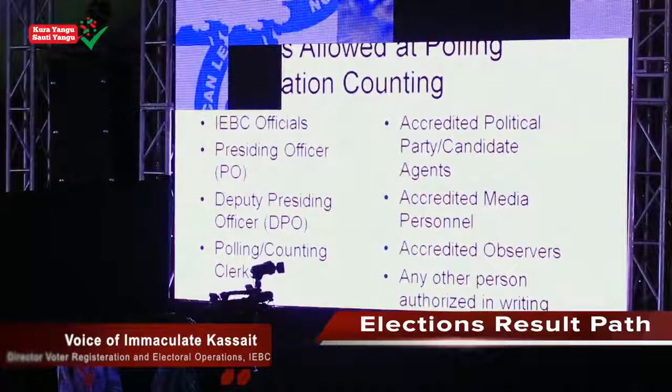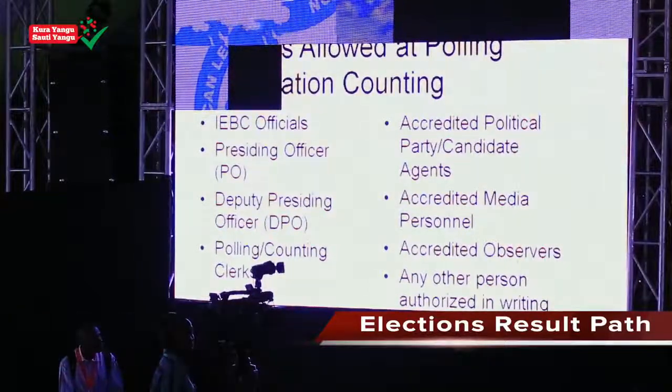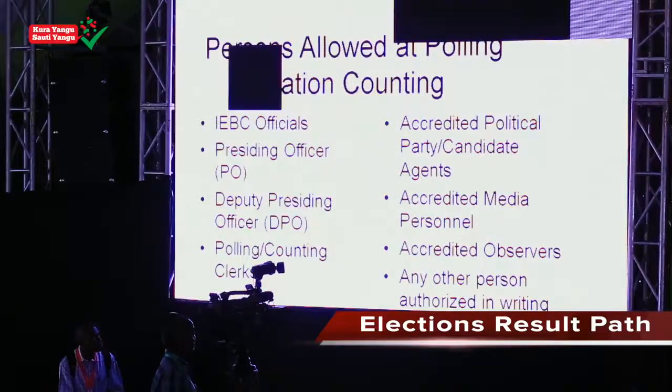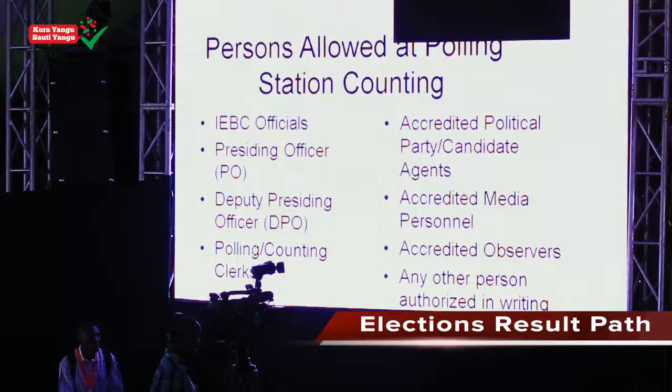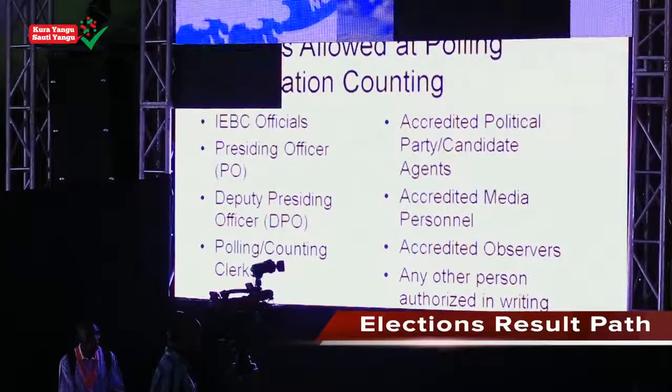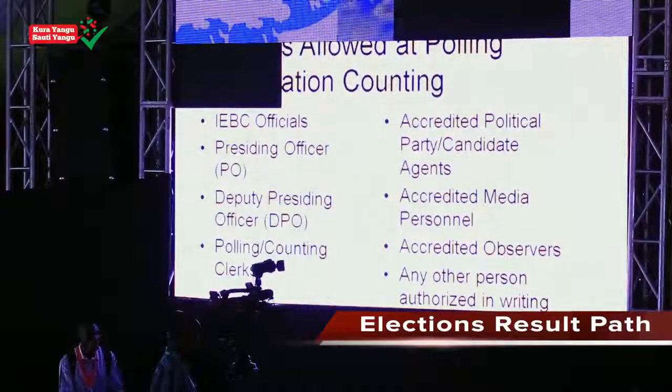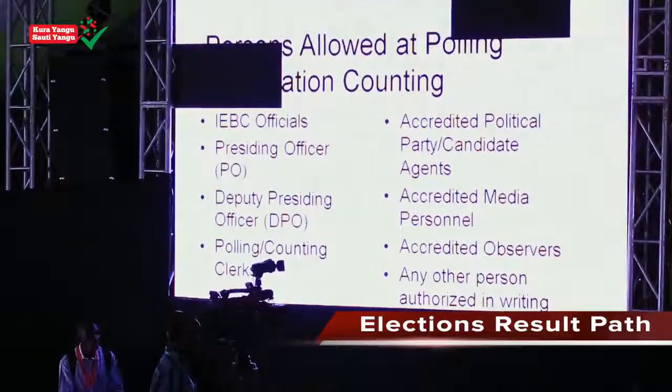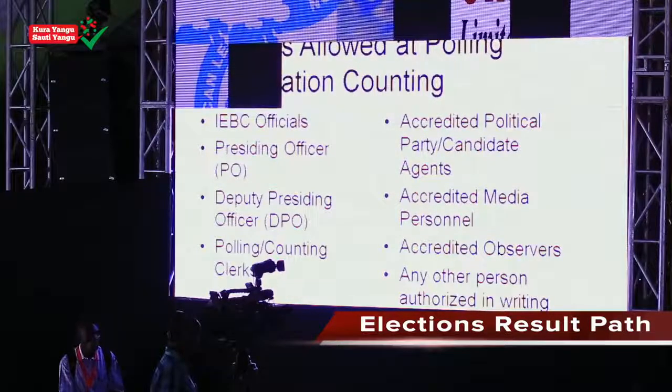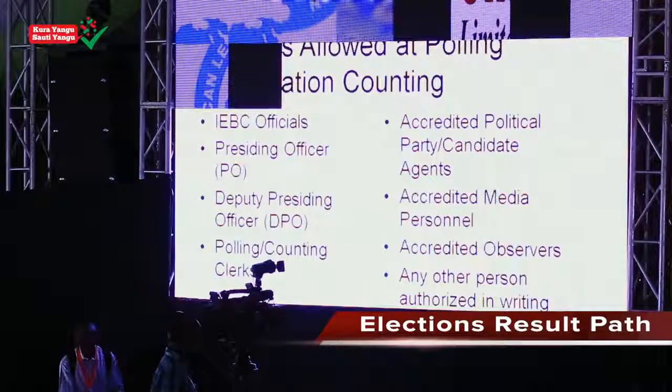The first one is IEBC. This is under the law. I have already indicated under the law who are the people allowed and the counting. We have the IEBC officials, we have the presiding officers, we have the deputy presiding officers, we have polling and also counting clerks, we have accredited political party agents, we have accredited media and personnel, we have accredited observers, and any other person authorized by the commission. Next slide.